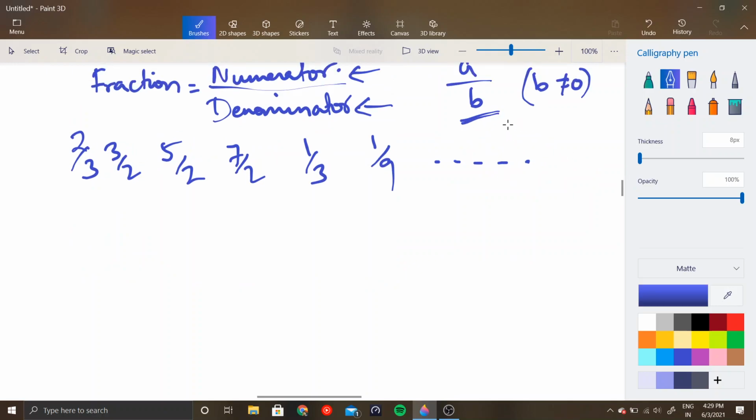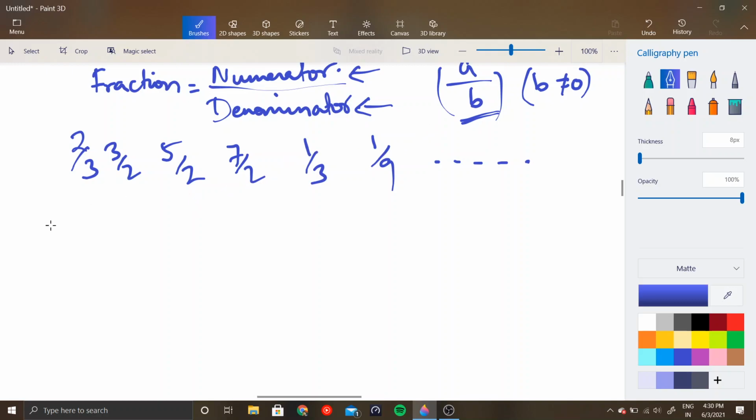So what will happen if b is 0? That would mean that we have nothing, right? So suppose you don't have the cake. So if you don't have the cake, so you cannot divide it with your friends, right? So in that case, we cannot represent it as fractions. So we cannot represent a fraction where the denominator is 0. Basically, we cannot represent a fraction if the denominator is 0. Correct? Okay. So now let us have an understanding of the classification of fractions.